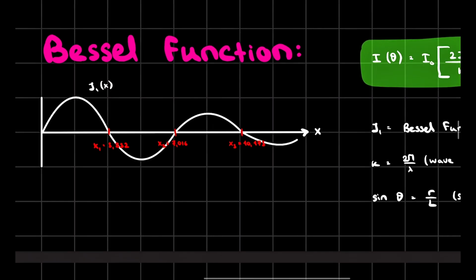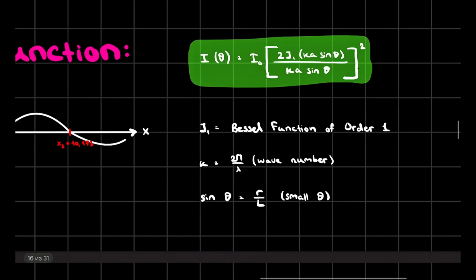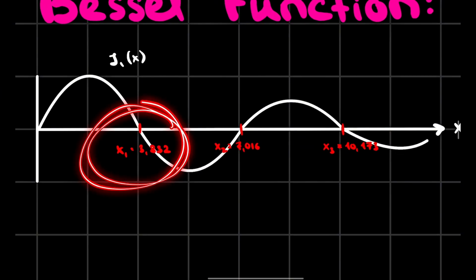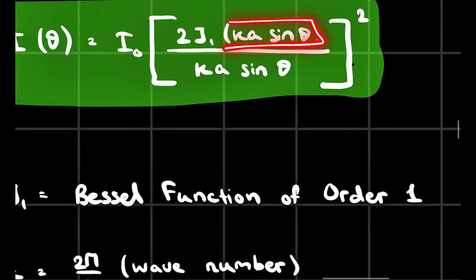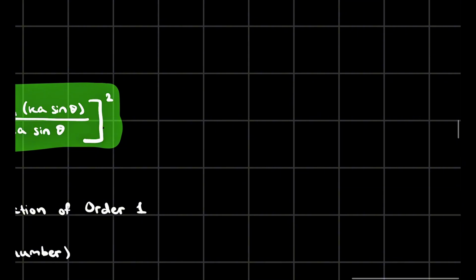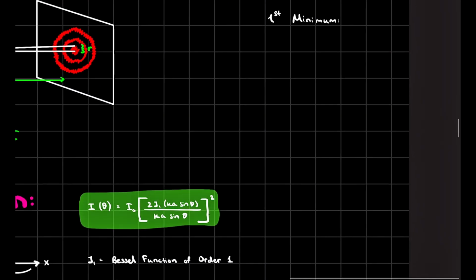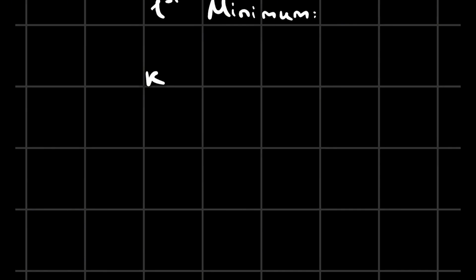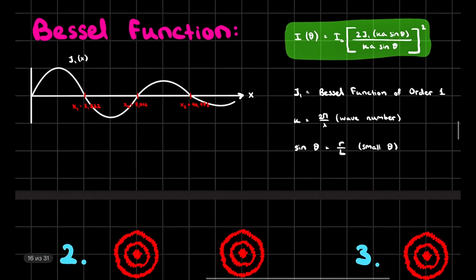Let's work with minimums because, as we have said, in circular apertures we mostly concentrate on minimums. If we apply the first order, you might think, why don't we just cancel those two out? Because this is a function, J1 of ka sine theta. It is not a multiplication of something, so you cannot cancel it. So if we take that value, ka sine theta, let me write it here, first minimum, let's work with this one. Ka sine theta will be equal to 3.832.